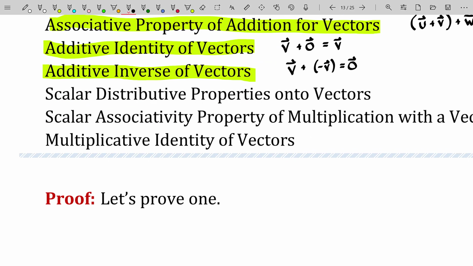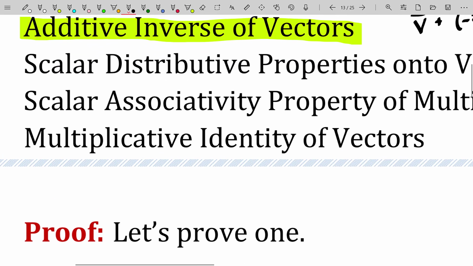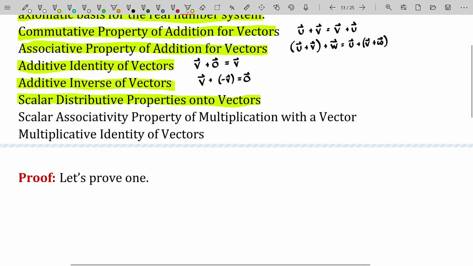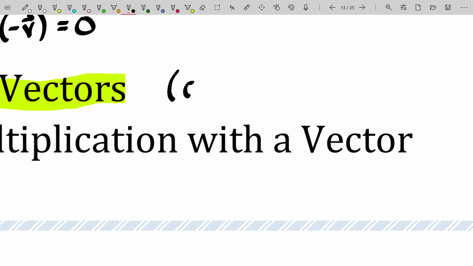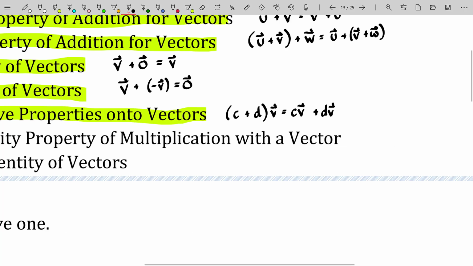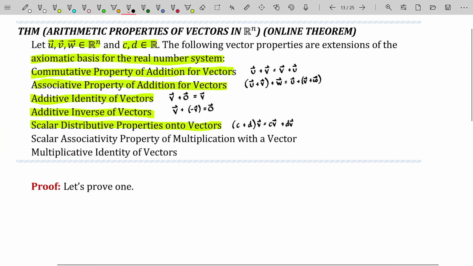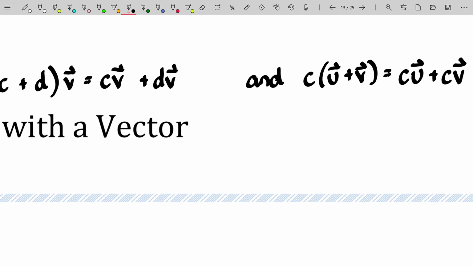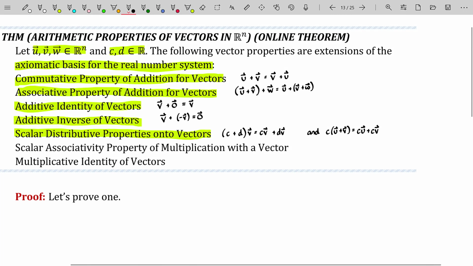So we have the scalar distributive properties onto vectors, and notice I pluralized the word properties. It's because there are two of these properties. So the first one is commonly the group c plus d times a vector v. Well, that's the same thing as c times the vector plus d times the vector. And then the second scalar distributive property onto vectors is when you have two vectors and one scalar. And again, that's pretty obvious to most people, but you're going to have to prove these.